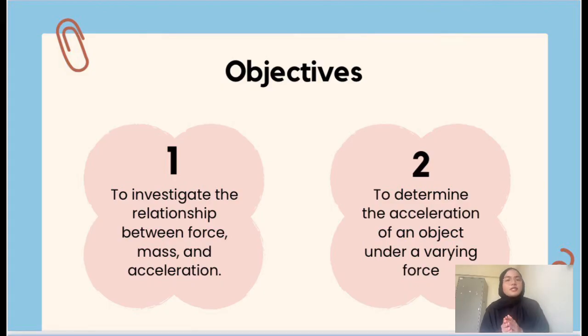We are from group AS12018. Today, we will present experiment 4, which is linear motion. I will start with the objectives of this experiment. First, to investigate the relationship between force, mass, and acceleration. Second, to determine the acceleration of an object under a varying force.